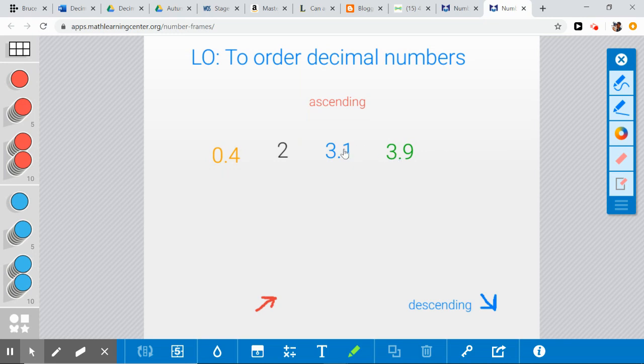These have the same amount of ones, but when it's the same, we then look at the next place value column, which is the tenths. And 3.9 has more tenths than 3.1. So these numbers have now been put in ascending order from smallest to the largest.